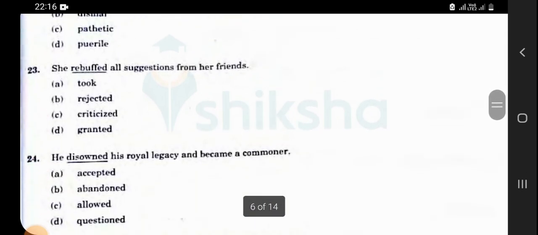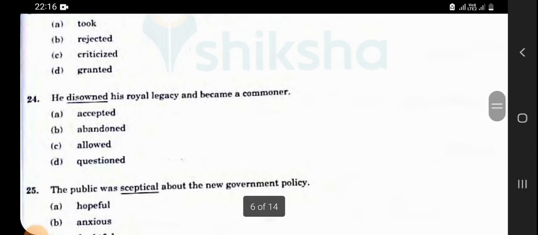Question number 23. She revoked all suggestions from her friends. The meaning of the word revoked is rejected. She rejected all suggestions.